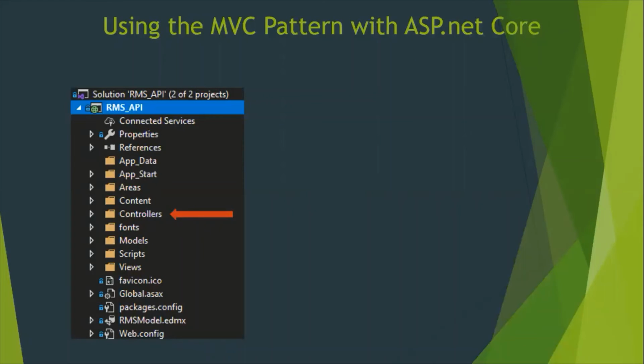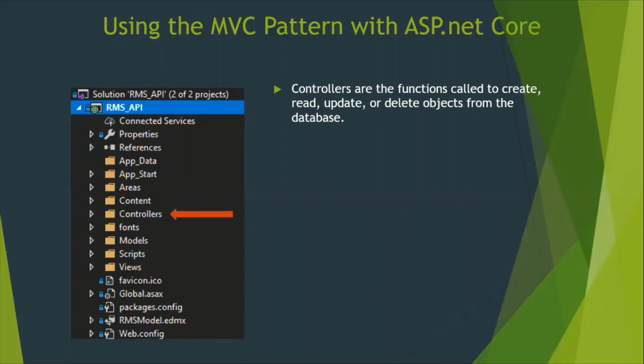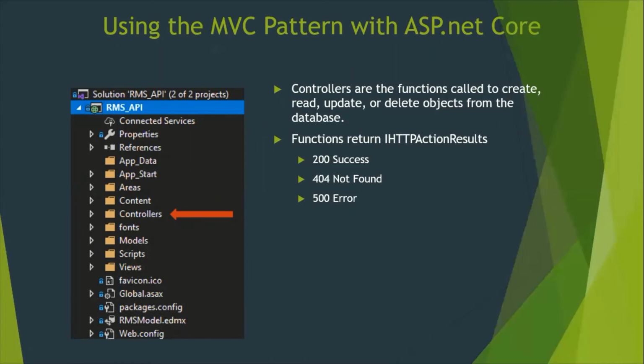The last part of the MVC pattern is the controllers. The controllers are the functions called to create, read, update, or delete objects from the database. These functions return IHttpActionResults. These results include, but are not limited to, the 200, 404, and the 500.